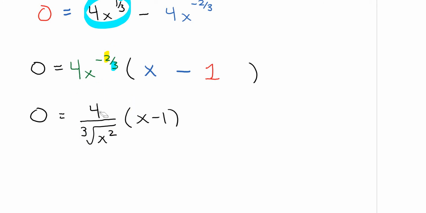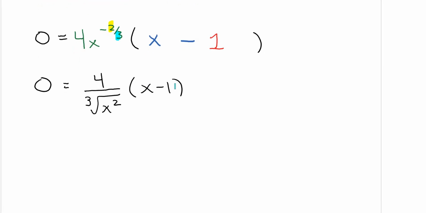Okay, so now I have this expression right here, and in order to set this equal to 0, this part right here is not too bad, x minus 1. So I take x minus 1, set that equal to 0, and then x would equal 1. So this is one of my critical numbers right there when x equals 1.